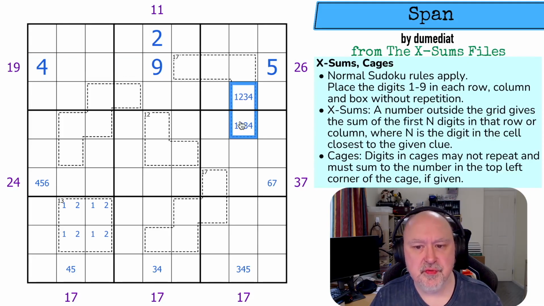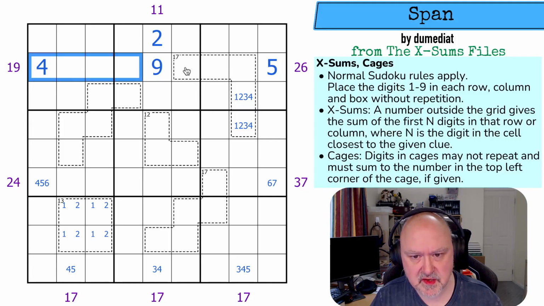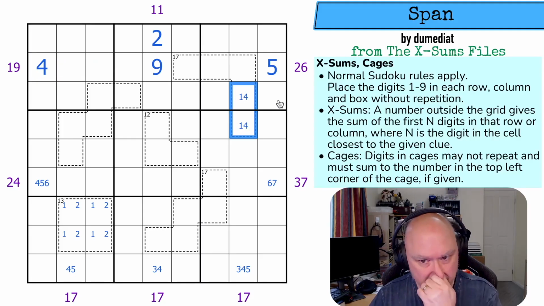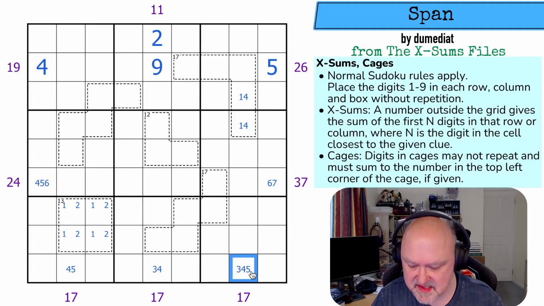This can't be 2, 3. If this was 2, 3, then I'd be putting 2, 3 in those cells because I couldn't repeat it in the cage. So this would be 4, 2, 3, which would sum to 9, and the 4th digit would need to be a 10. This can't be 2, 3. That's 1, 4, which means this isn't a 4.